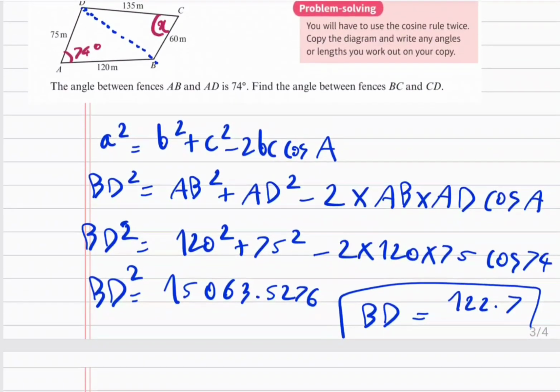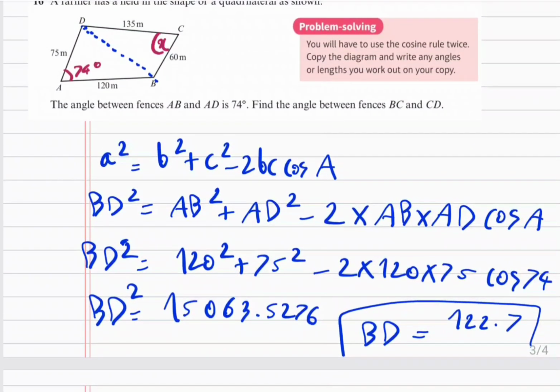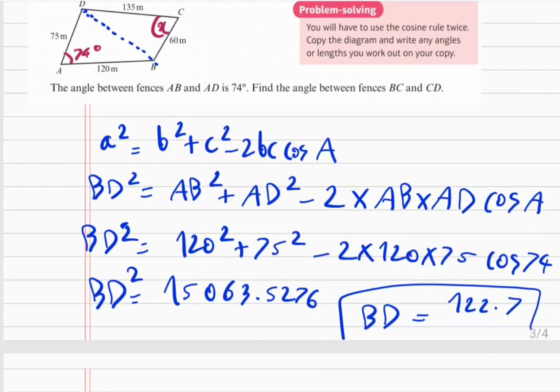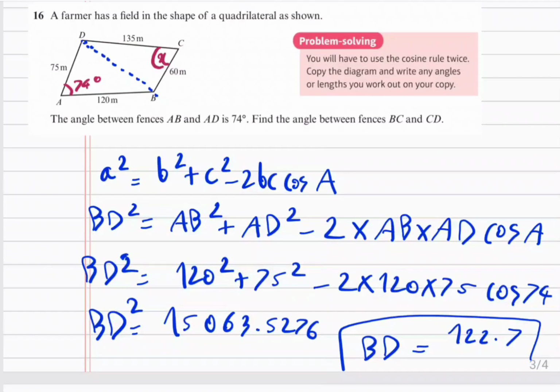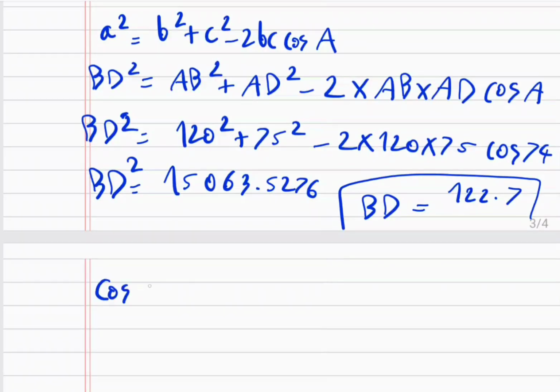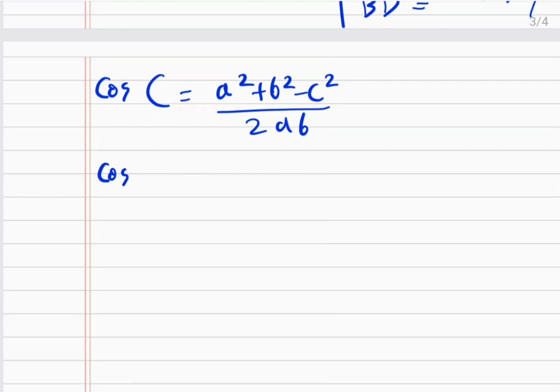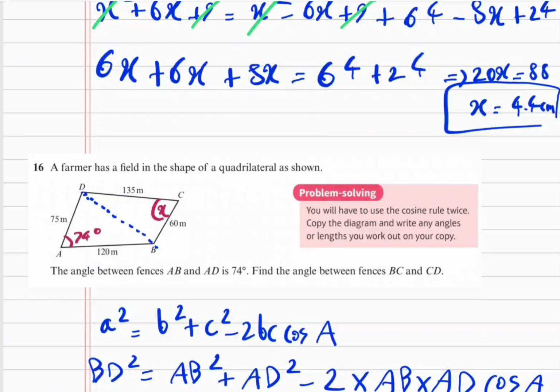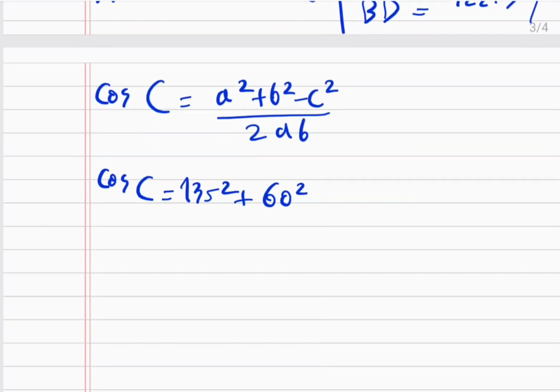So for the next part, now that we have BD, we can use the cosine rule to find the angle. We use the rearranged form of the cosine rule, which is cos C is equal to a squared plus b squared minus c squared over 2ab. In this case, we just substitute the values. So we have 135 squared plus 60 squared. Remember, these are the values of BC and CD.